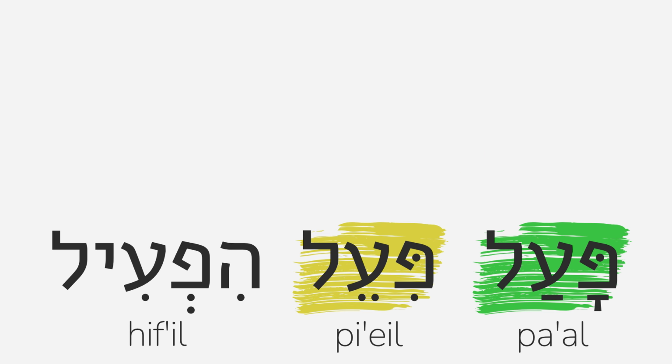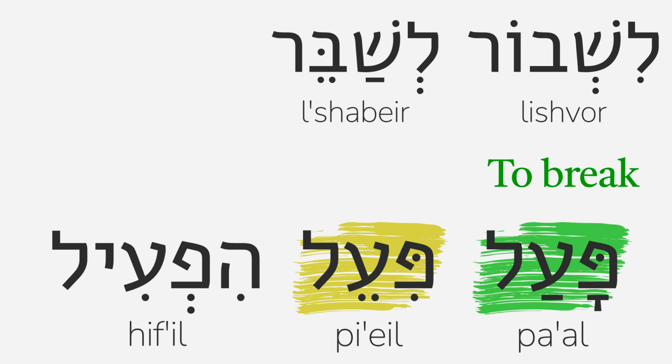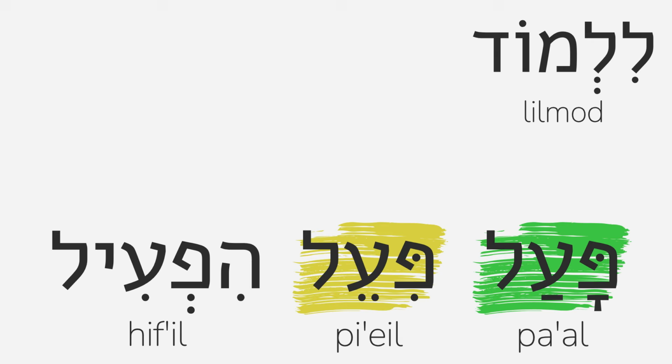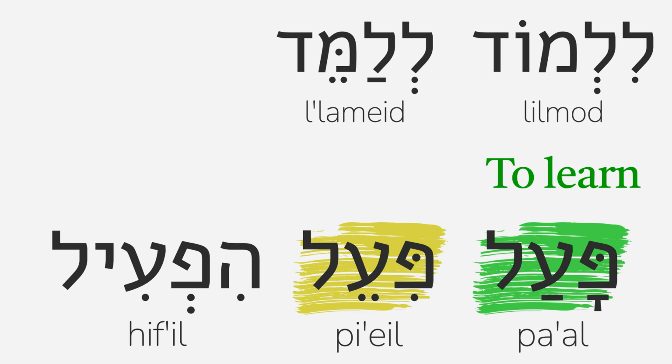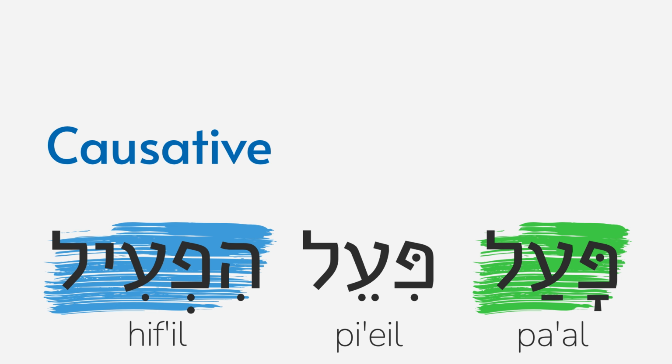For example, the kal verb lishvor means to break, and the pi'el verb from the same root, lashaber, has a more intense meaning, to break to pieces. The kal verb lilmod means to learn, and the pi'el lelamed means to cause to learn, or to teach. The hifil is often used for this same purpose, to cause someone to do the action that the kal verb from the same root describes.